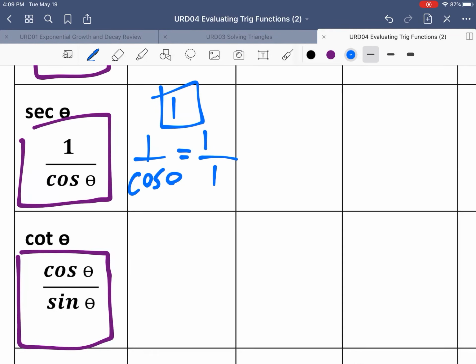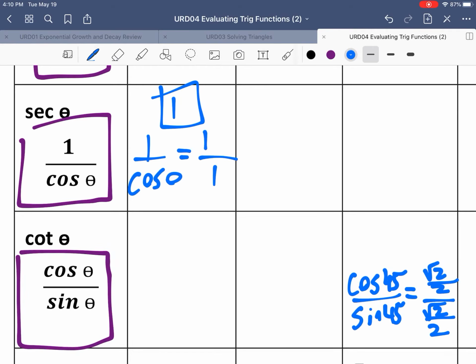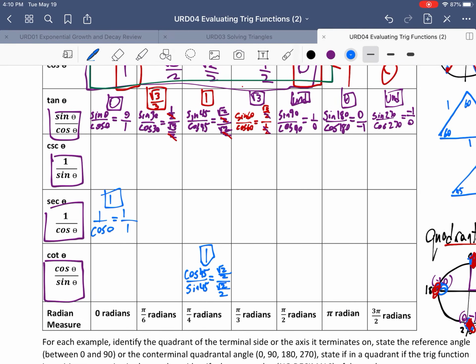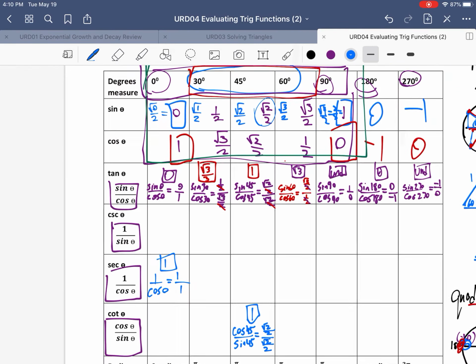Let's do the cotangent of 45. So the cotangent of 45 is going to be equal to the cosine of 45 divided by the sine of 45, which is going to be equal to radical 2 over 2 divided by radical 2 over 2. Anything divided by itself is 1, so that's 1.